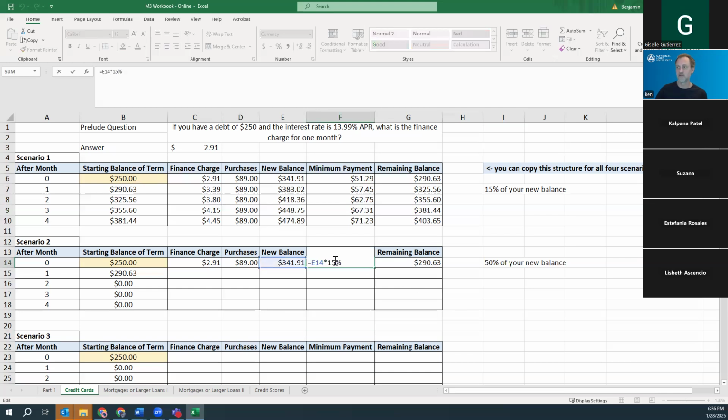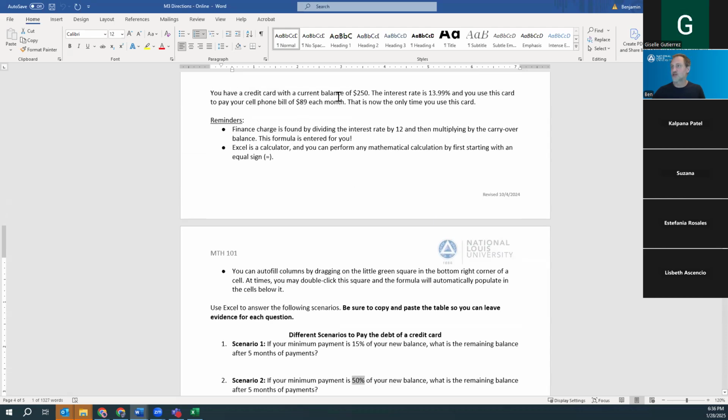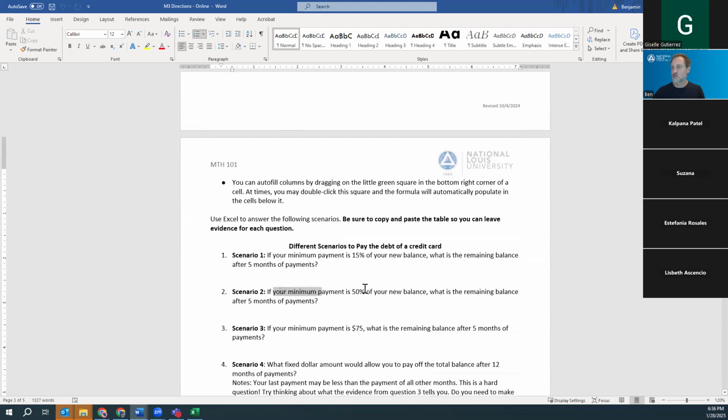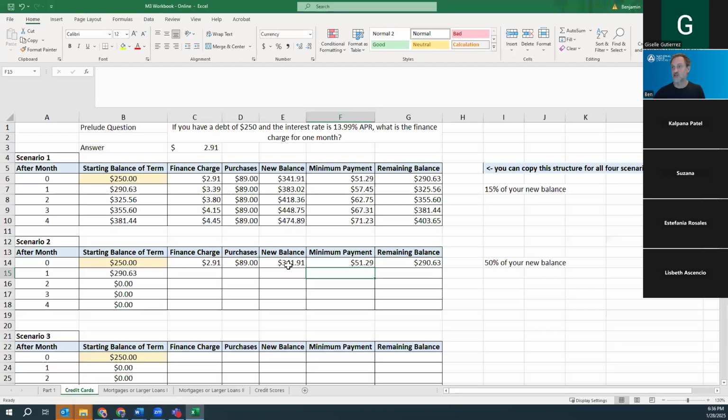Question: why wouldn't the purchases change if that was from scenario 1? Because all it says in the directions here is this part has not changed. This applies to all the scenarios. All that's changed is my minimum payment. Gotcha. And that's the same through all the scenarios. So that's why copying and pasting is a useful strategy, because a lot of this is not changing.